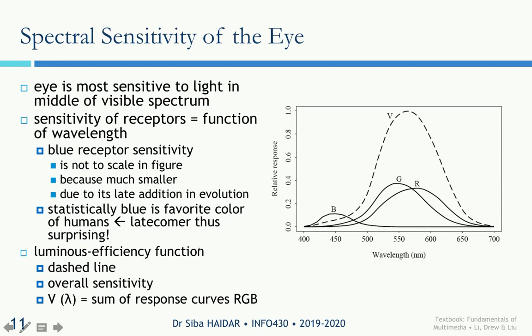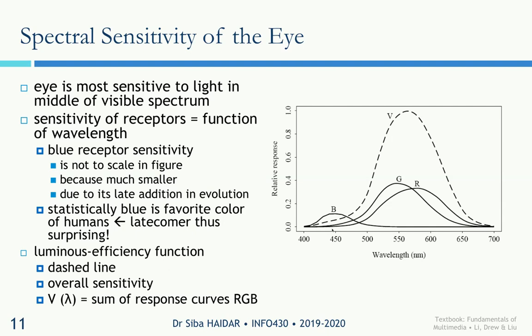But we have to state that the blue receptor sensitivity, the curve here marked as capital B, is not to scale. It is not like 0.2 response. It is so much smaller. But for you to see the overall shape of B, we magnified the B curve. So why is the B sensitivity so much less than the R and G? Because the blue receptor is much smaller, because blue is a late arrival for humans.